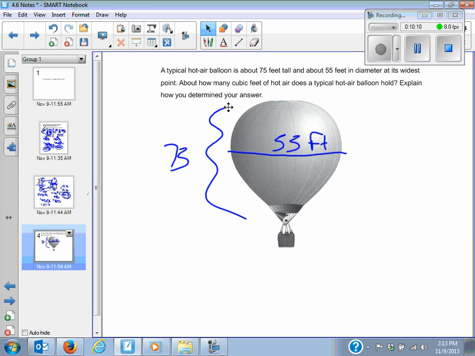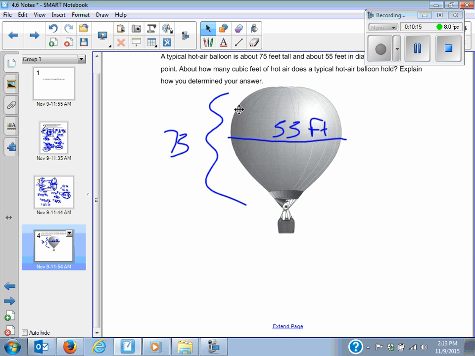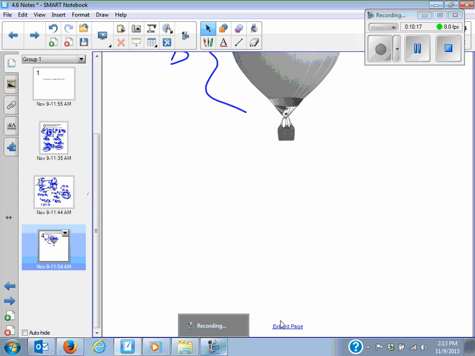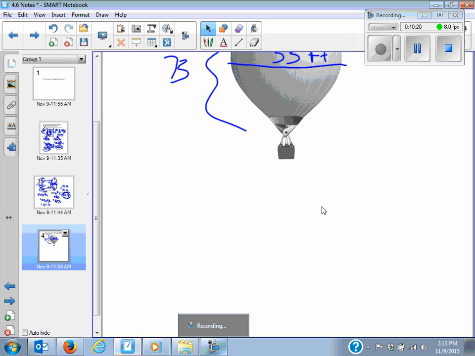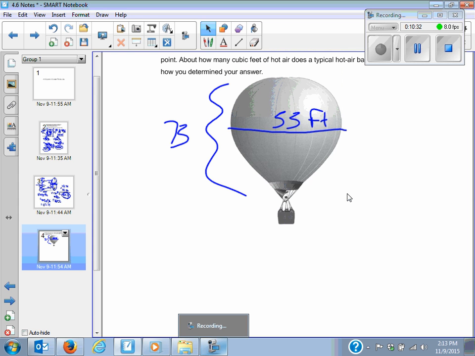So I'm going to go ahead and move this down a little bit. Extend this page for us. All right. So here we go. If I take the top half of the balloon, hopefully you can see that it kind of looks like half of a sphere. And then the bottom kind of looks like a cone.